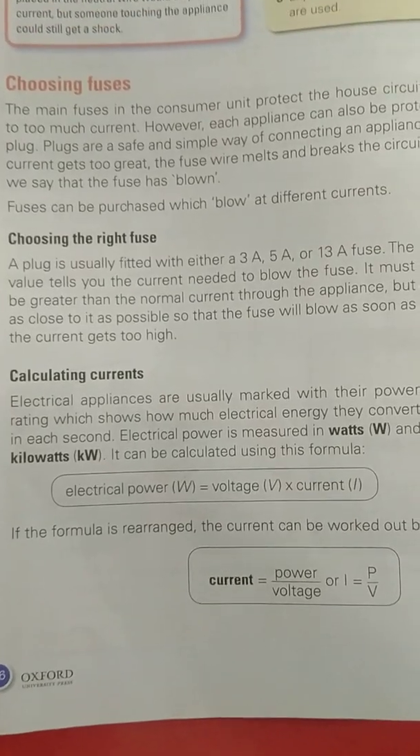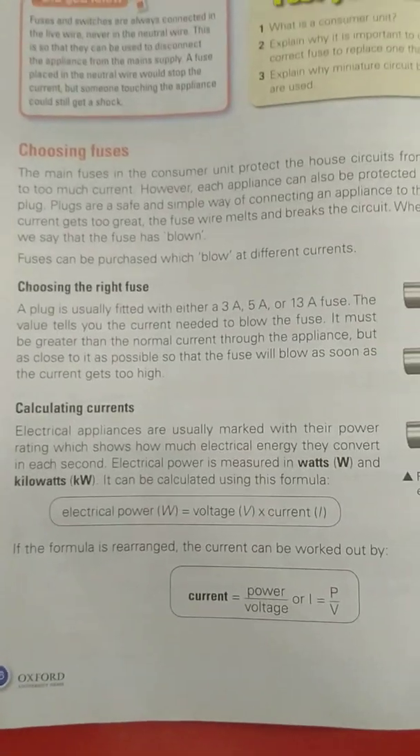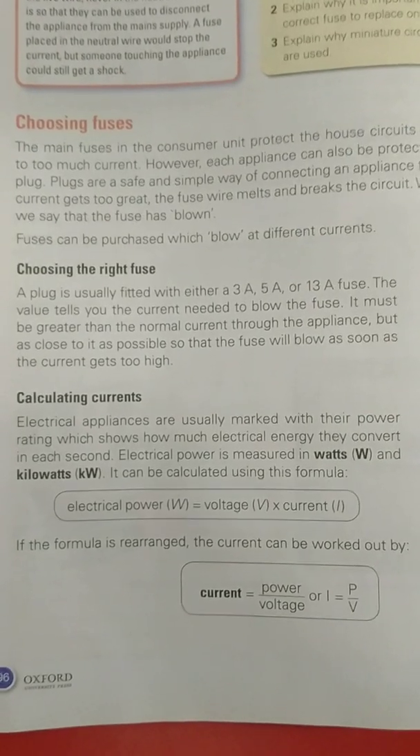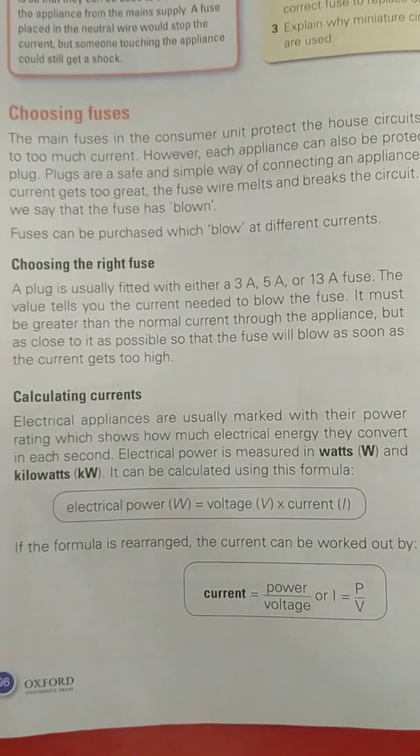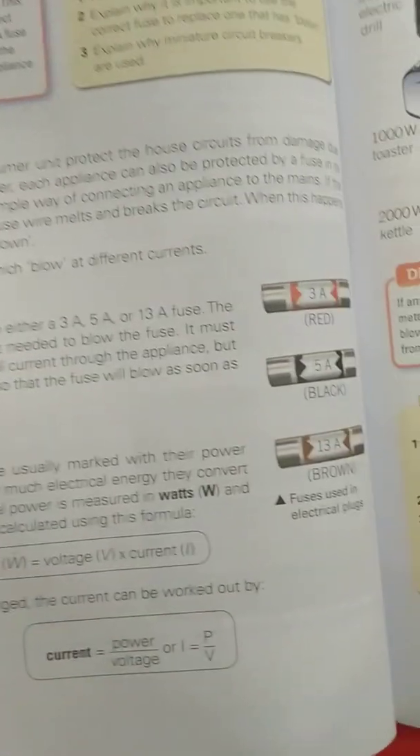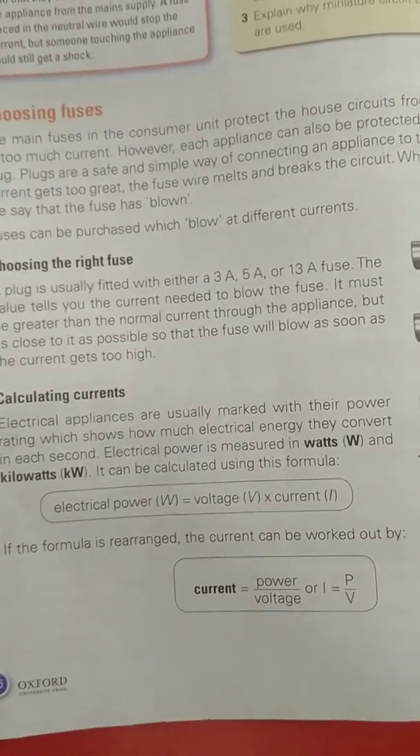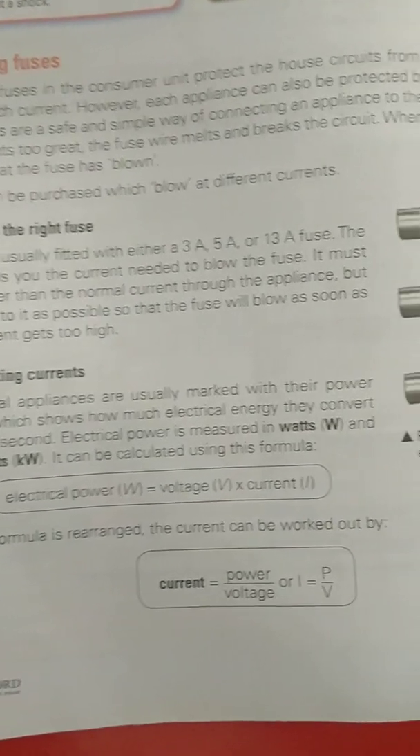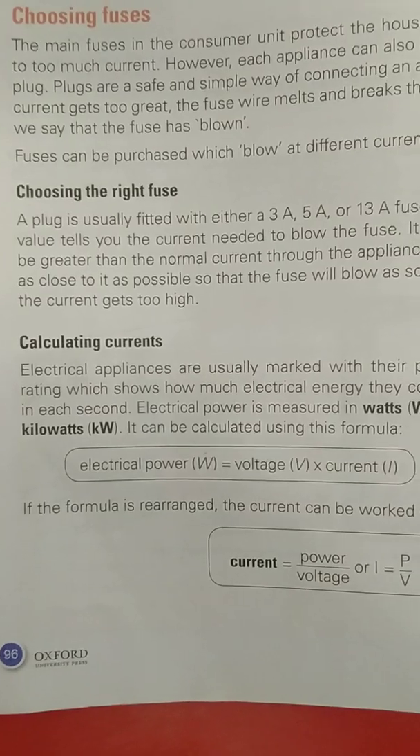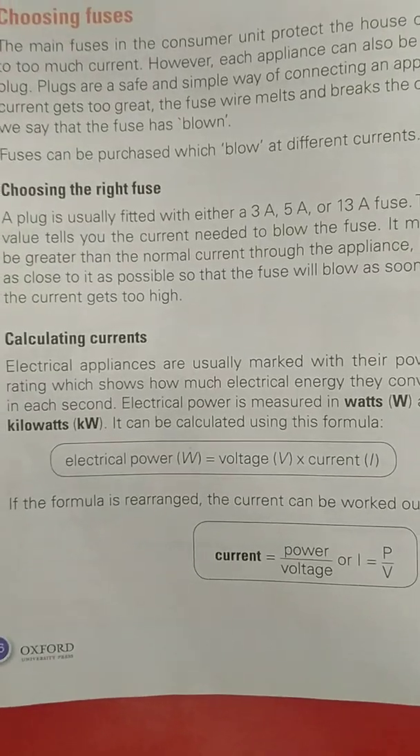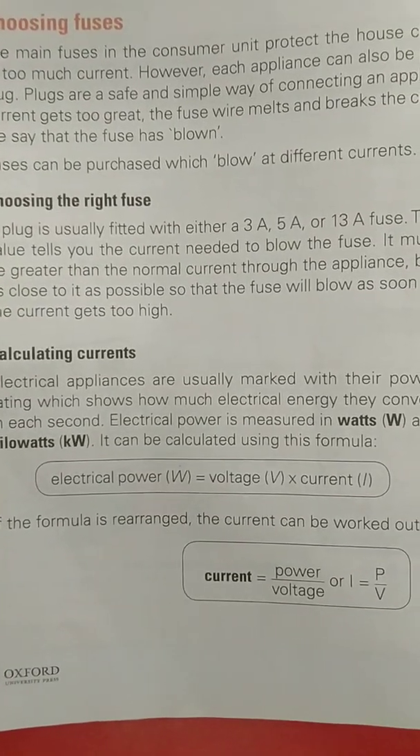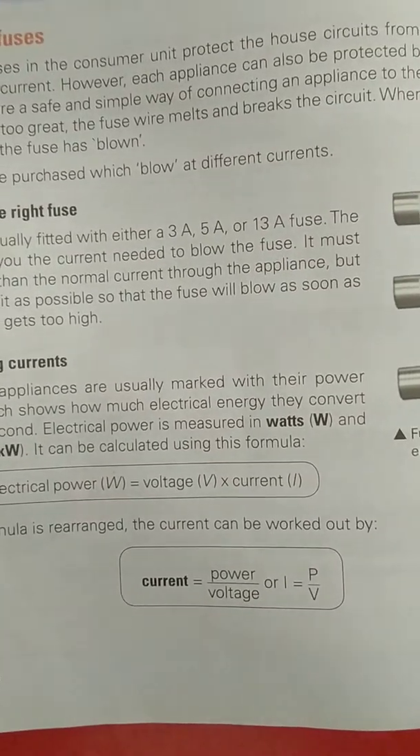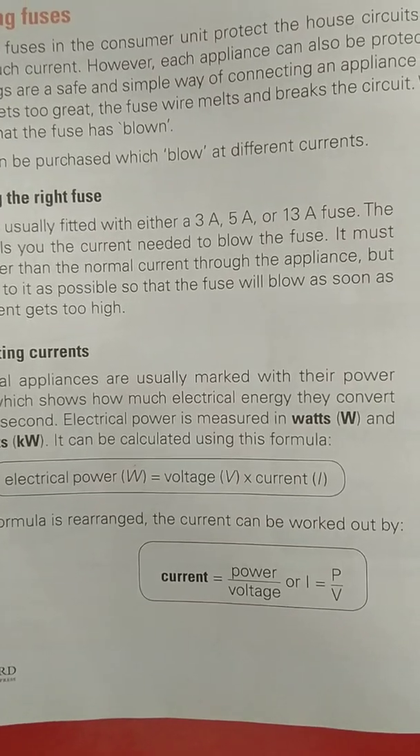Okay, next topic is calculating current. How can we calculate our current? Electrical appliances are usually marked with their power rating, which shows how much electrical energy is being converted each second. Electrical power is measured in watts and in kilowatts. It can be calculated by using this formula: electrical power equals voltage times current. This formula can be rearranged, so the current can be worked out as current equals power over voltage.